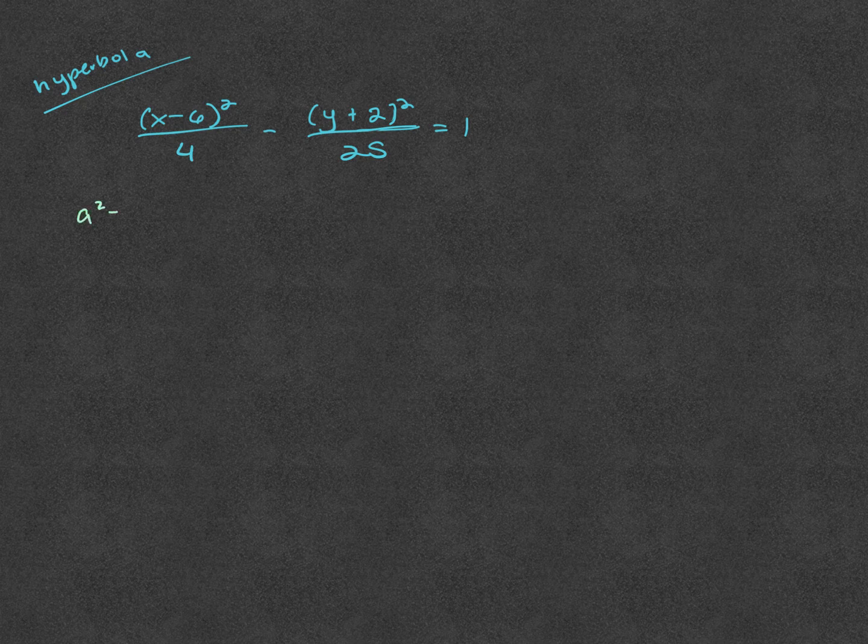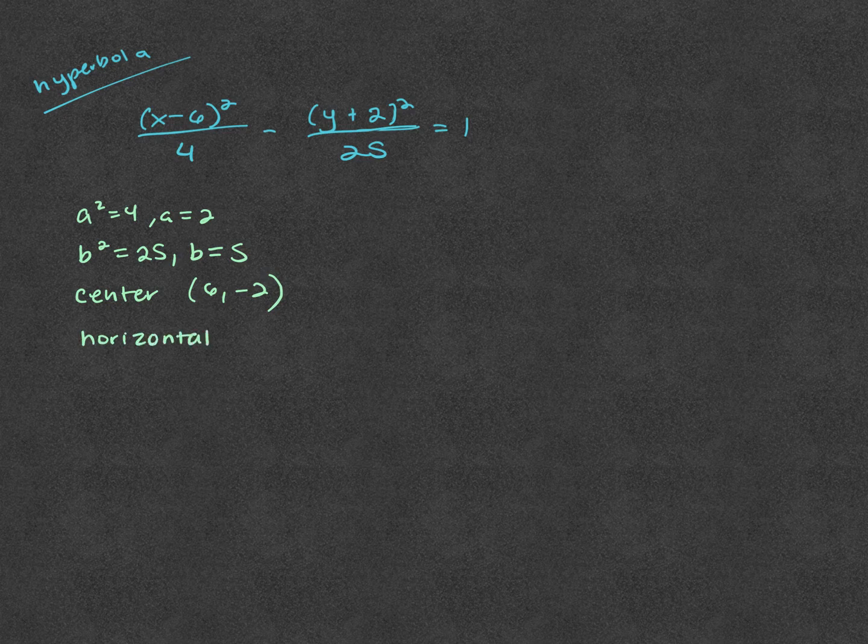A squared is 4, because it's first, right? So A is 2. B is 5 and B squared. Good. B squared is 25. B is 5. Maria, what were you going to say? Center is 6, -2. Good. Center is 6, -2. What else do we know because of the location of the A and the B, or the location of the numbers? I mean the letters, X and Y. Vertical or horizontal? Horizontal, because the X is first.